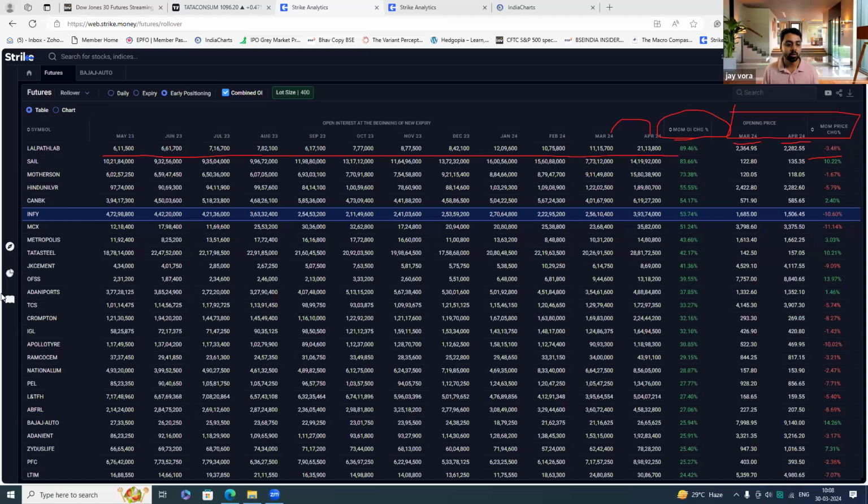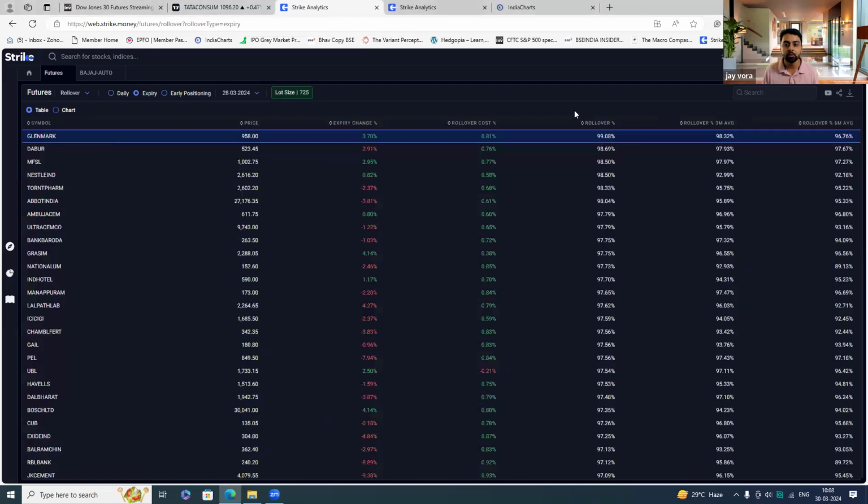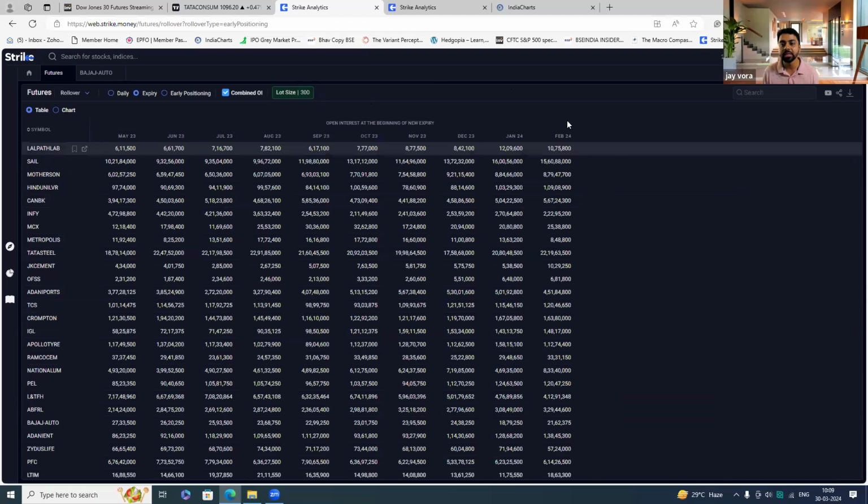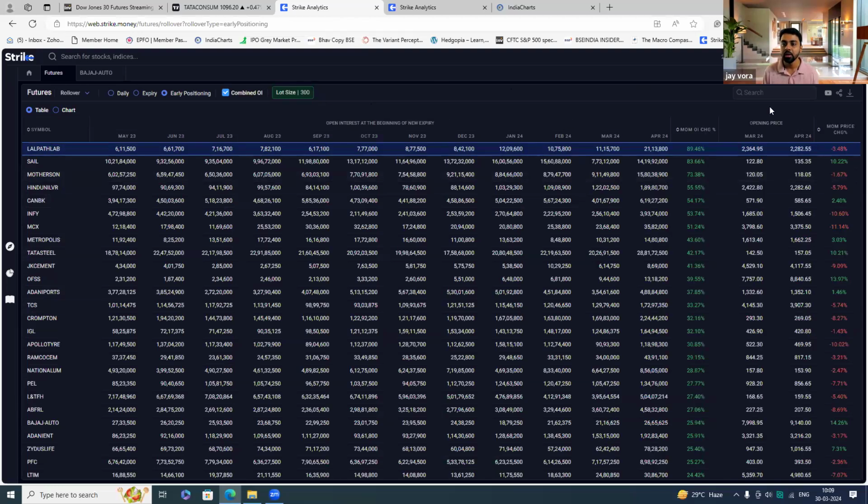So basically, for early positioning, ever since I started tracking it from say 2017, 18 or so, I have found the screen very helpful, because I know that many people look at this data, which is the rollover percentage, the 3-month average, 6-month average, and so on. But this entire thing is in percentage terms. Over here, what we have is the actual open interest at the start of the new expiry. I have found this analysis very helpful, and the screen which we have built will help you screen the stocks much more quickly.